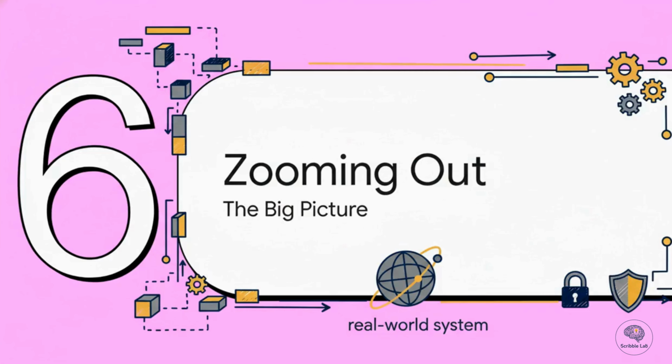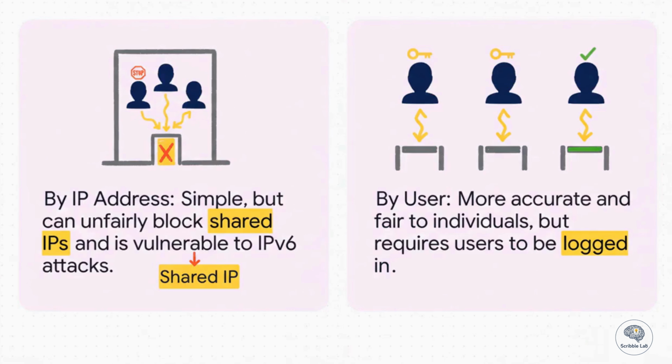Okay, so we've totally nailed down the core algorithm. But a real-world system has more moving parts. So let's zoom out for a second and look at a few other critical design decisions we'd have to make. So here's a fundamental question. Who or what are we actually applying the limit to? We could limit by IP address, which is easy to do, but it can be really unfair. Just think of an entire office or a coffee shop sharing one single IP address. Or we can limit by an authenticated user, which is way more fair, but of course requires a login system. In reality, most large-scale services actually end up using a mix of both.